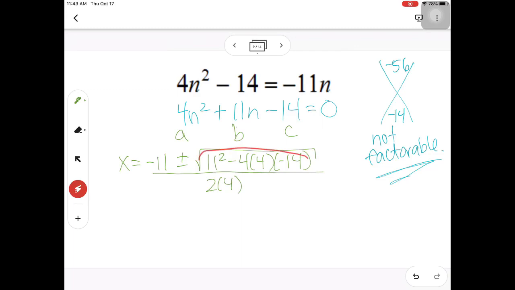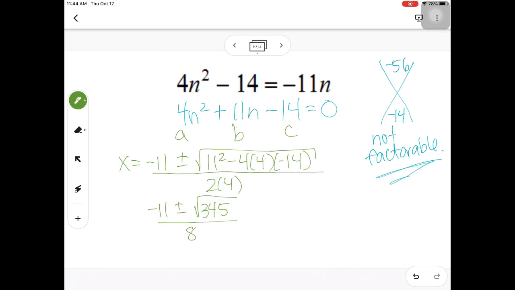And like on the one we did as an example, I start with the radical. So I'm going to do 11 squared minus 4 times 4 times negative 14. Your calculator can probably handle typing all of that in. So this is negative 11 plus or minus the square root of 345 all over 8. And then I go through that radical and try to simplify it.